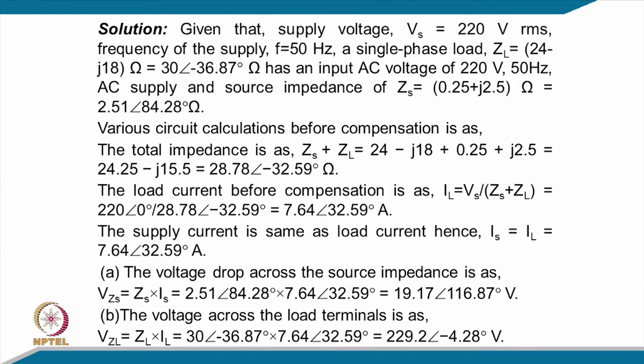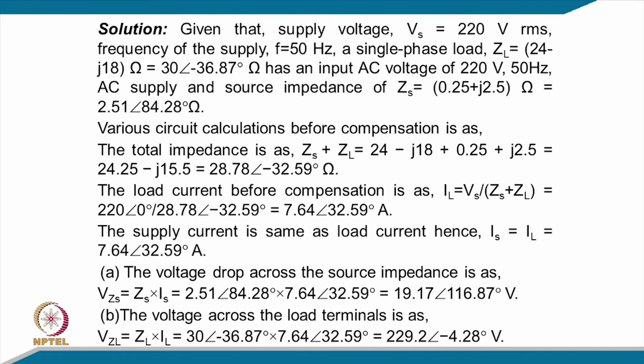So, the total impedance ZS plus ZL before the compensation is typically of the order of 28.78 at the angle of minus 32.59, and the total current before the compensation is IS equal to Vs upon ZS plus ZL. So, it comes to 7.64 at the angle of 32.59 ampere. The supply current is the same as the load current, IS equal to IL, that is 7.64 at the angle of 32.59, and the voltage drop across the source impedance is ZS times IS.